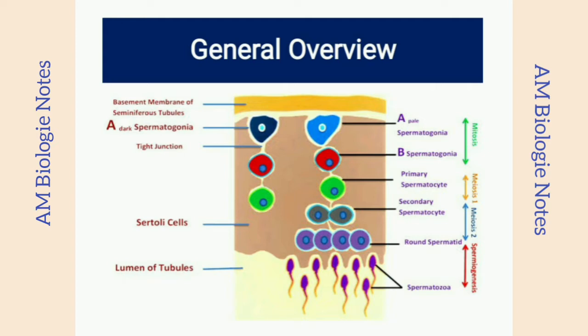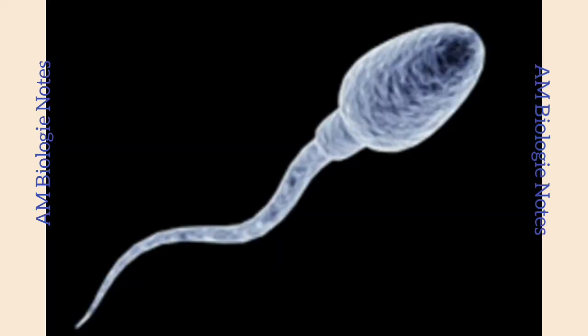We know that the sperm is produced by the spermatogenesis process that I had already discussed. The last phase of spermatogenesis, where the spermatids are transformed into a mature sperm, is known as spermiogenesis, which I also discussed in the last video. So today I will discuss the structure of a mature human sperm.